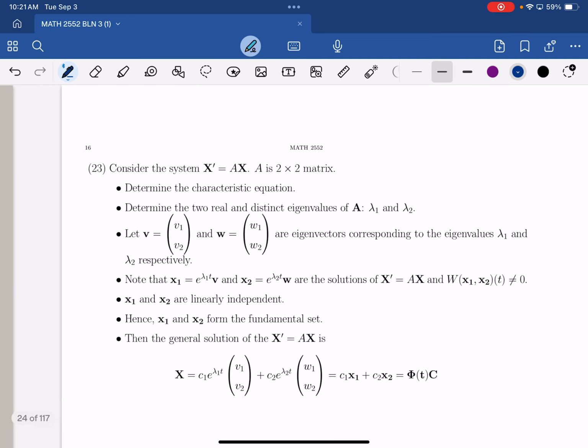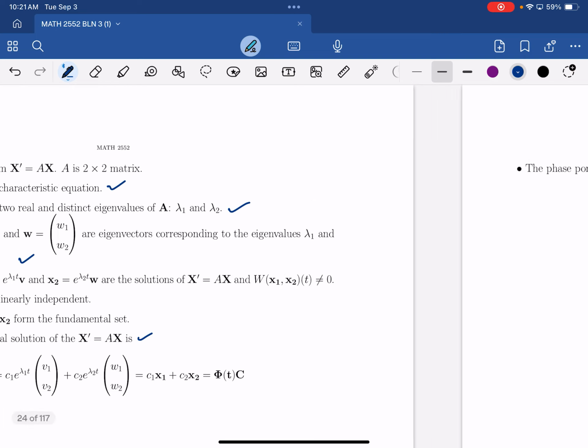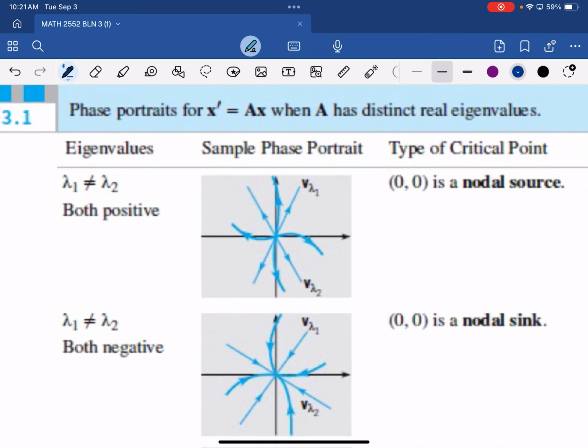Okay, so now what is this step? Characteristic equation, find the eigenvalues, find the corresponding eigenvectors, then write the general solutions. Of course, each of the eigenvectors satisfies the system of first order differential equation. Of course, they will be linearly independent. Of course, they will form the fundamental set, but that goes without saying. Now, this is the even more beautiful part.